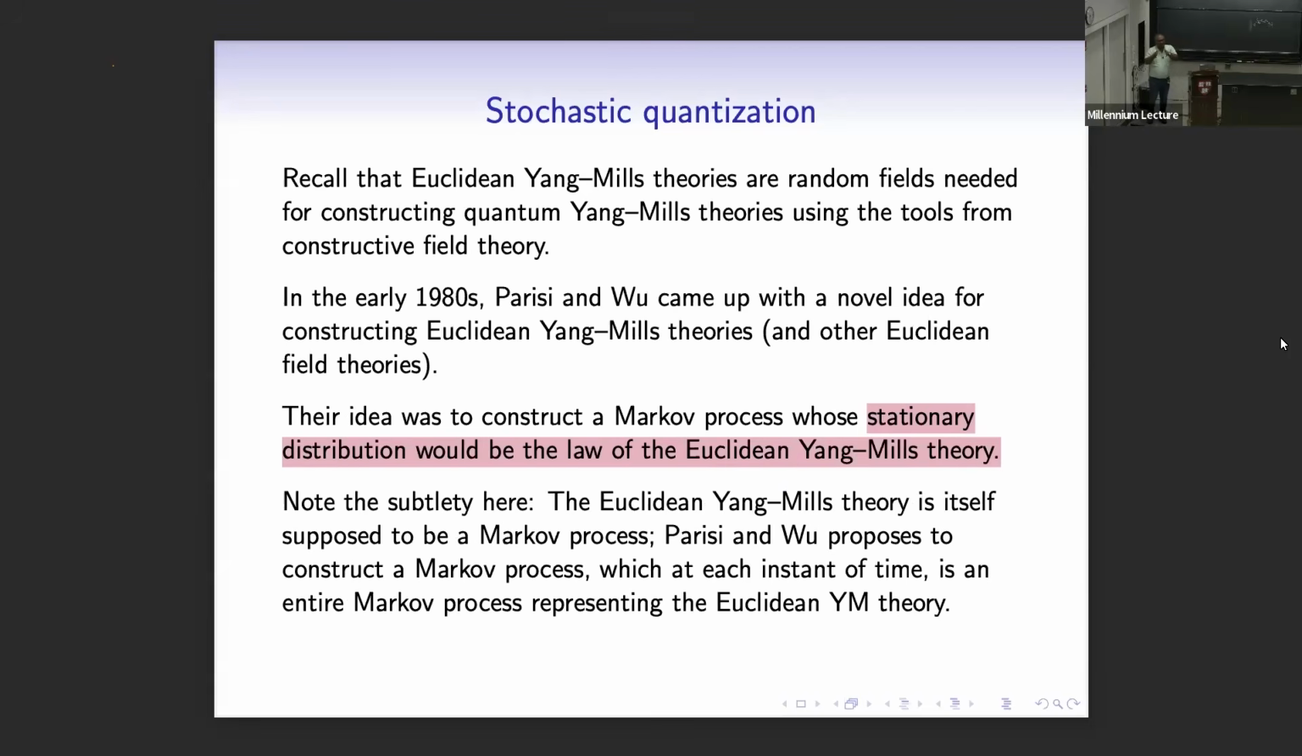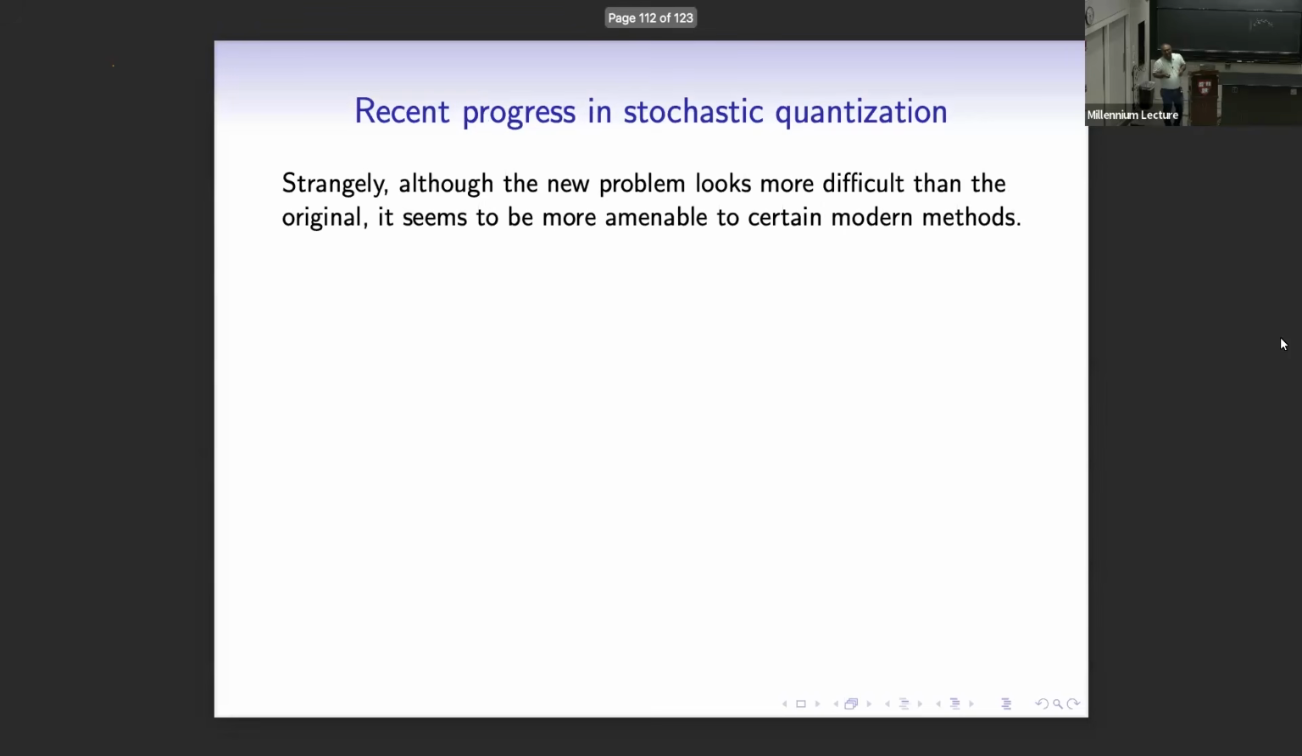So note this subtle point. The Euclidean Yang-Mills theory is itself supposed to be a Markov process, spread out over all time. Parisi and Wu propose to construct a Markov process which at each instant of time is an entire Markov process representing the Euclidean Yang-Mills theory. So they want to construct a Markov process of Markov processes. So you have this whole field, and this whole field is evolving. And once you construct that, its stationary distribution will give you the theory. So it seems like it makes the problem more complicated, okay?